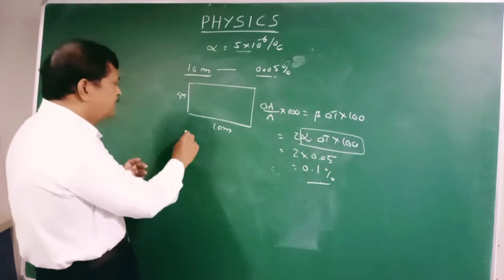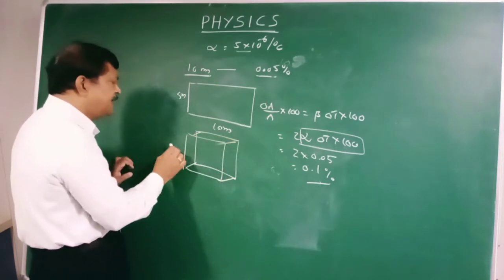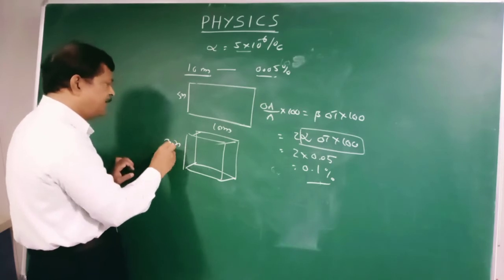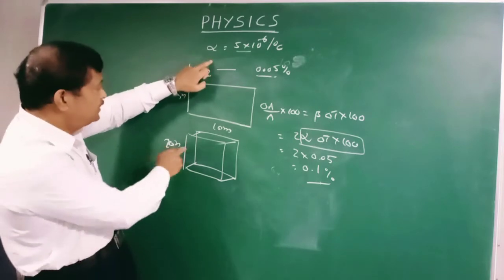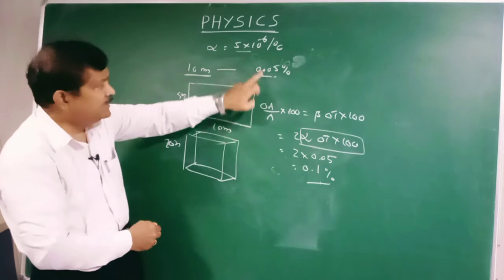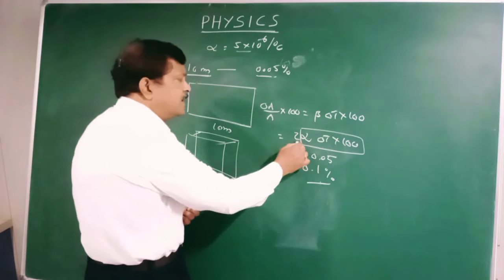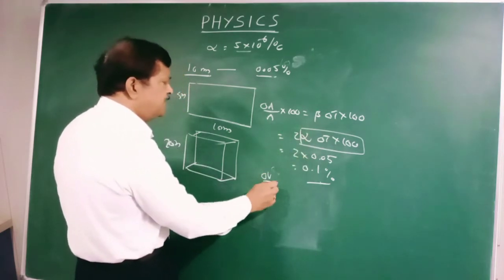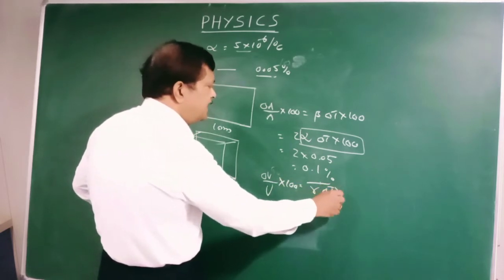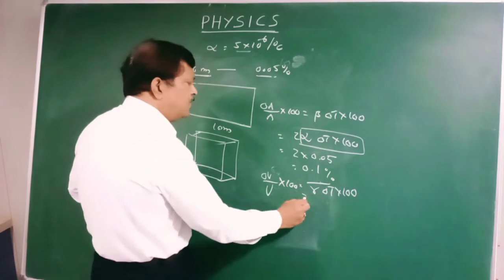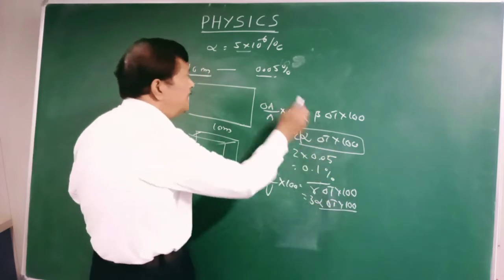In the same way, suppose there is a cube of the same material and having a side of 20 meter. Suppose it's a very big cube. Let us assume I have taken a cube of dimension 20 meter made of the same substance. For the same change of temperature, 100 degrees centigrade, what is the percentage change in the volume? Simply, the percentage change in the volume is delta V by V into 100, that is gamma delta T multiplied by 100. And gamma, we know, is 3 alpha, so 3 alpha delta T multiplied by 100. So alpha delta T into 100 is already given to you.